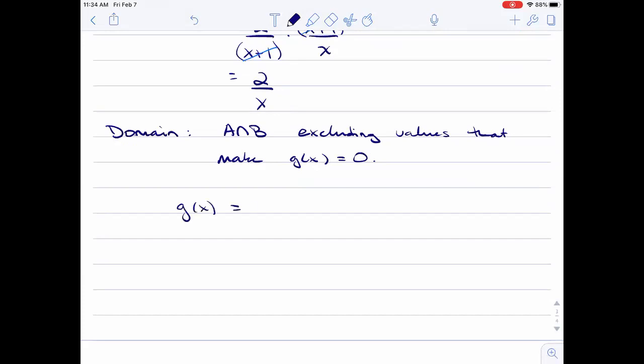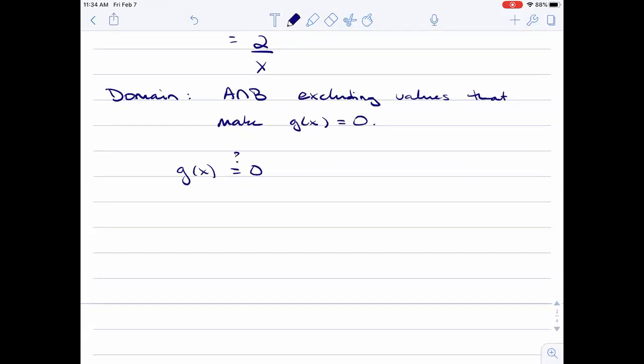So g of x is equal to 0. G of x was x over x plus 1. The only time that g of x is going to be 0 is if x is 0. So it worked out to be the same thing as before. That's not always the case though, right? And so that's why we have to look at g of x, because there's nothing I can do down here because I can't divide by 0. It doesn't give me a number, right? And so there's nothing that I can do down here to get me to 0. The only way that I can get to 0 here is if this top x is 0, right? And so x can't be 0 and x also.